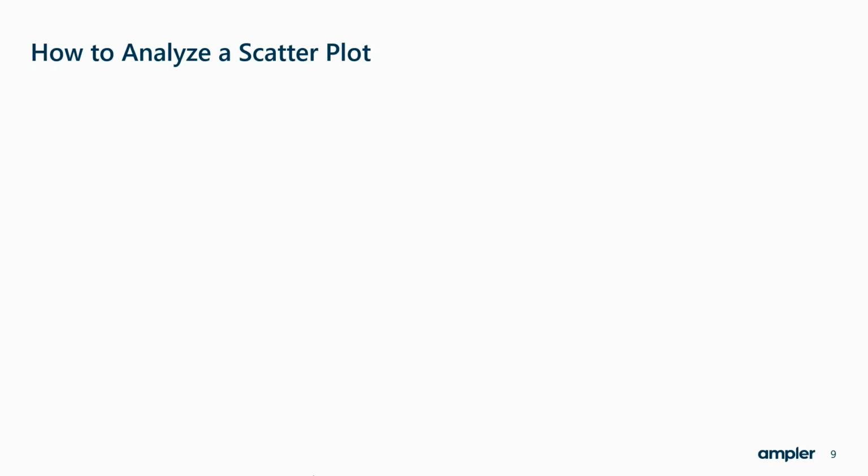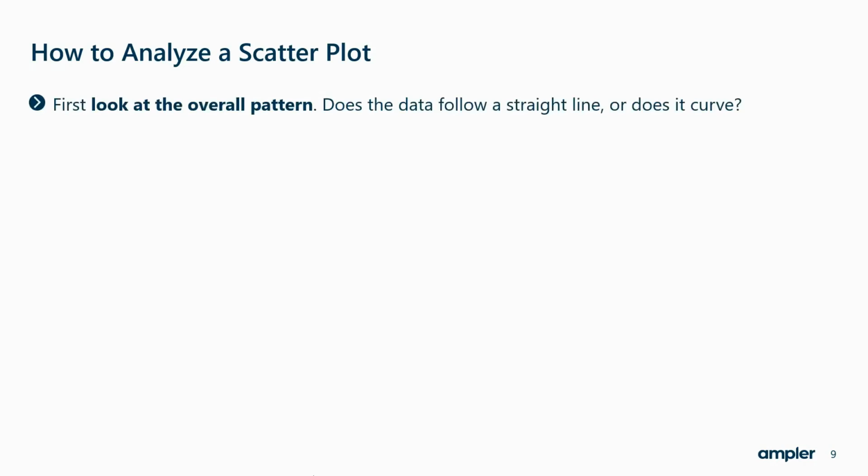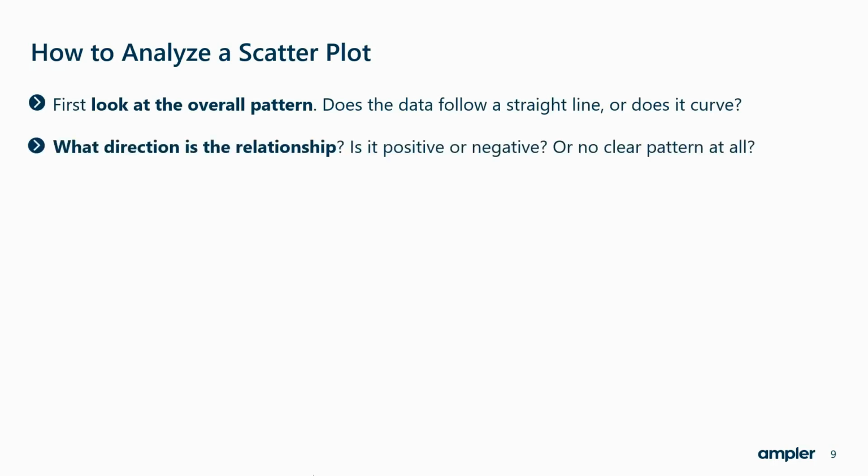When it comes to analyzing data using a scatter plot, there are some key things to look at. First, look at the overall pattern. Does the data follow a straight line or does it curve? What direction is the relationship? Is it positive or negative? Or is there no clear pattern at all?